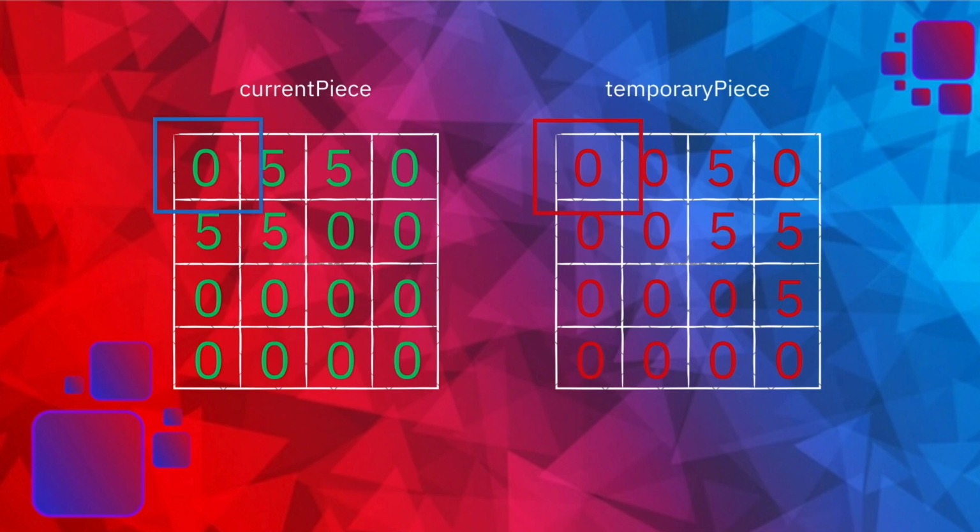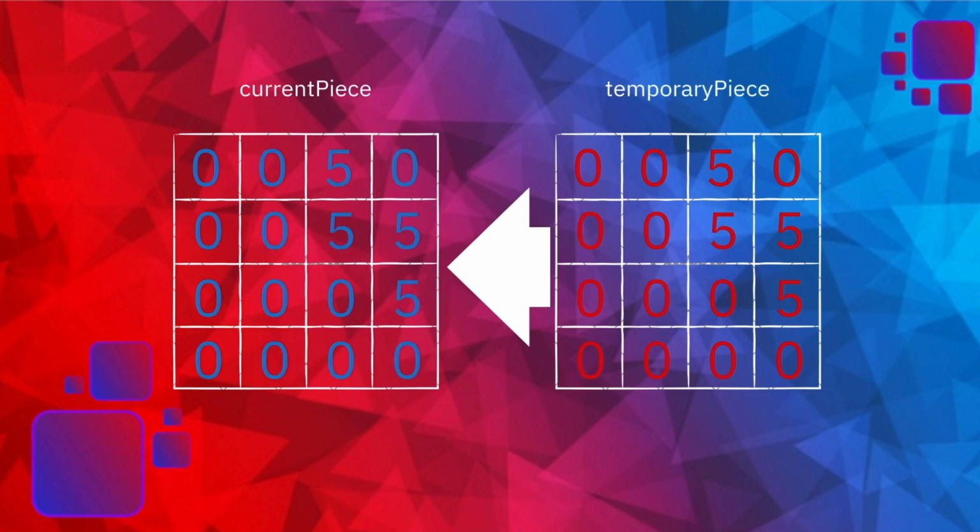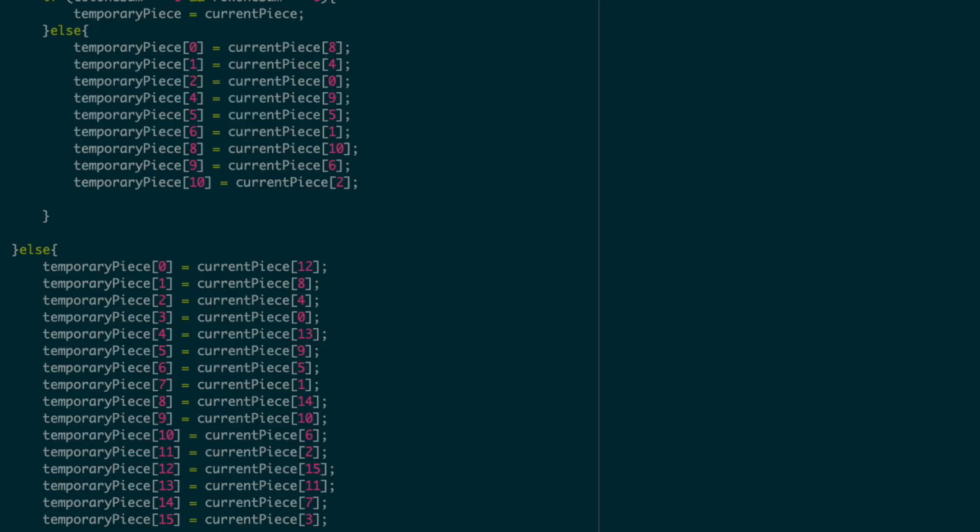Then it does the whole thing in reverse, going from temporary piece and copying every number back to current piece in the same position until all of current piece has been copied again. I couldn't figure out how to mathematically do this though, so I just hard-coded every single value into my code.